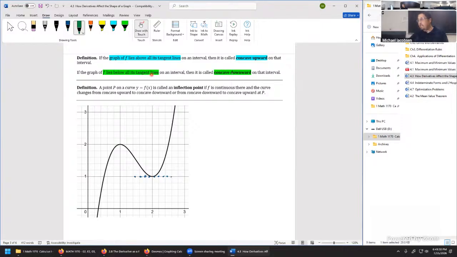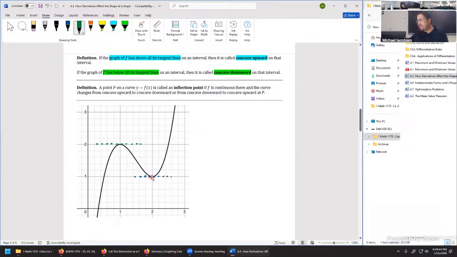If f lies below its tangent, it's concave down. Let's draw another tangent line. So here's another horizontal tangent line where the local minimum is, and the curve is below that tangent line. So right around 1, it's concave down. Right around 2, the graph is above, so it's concave up in that region there.